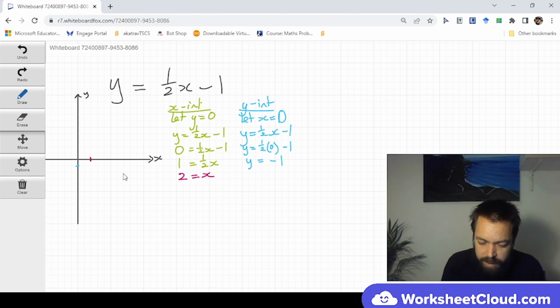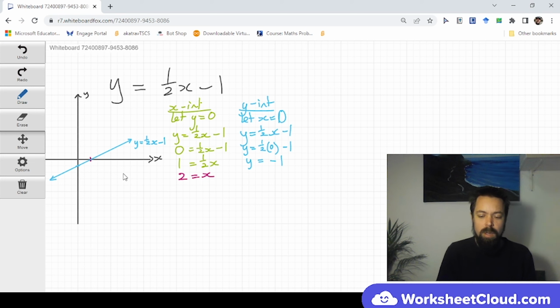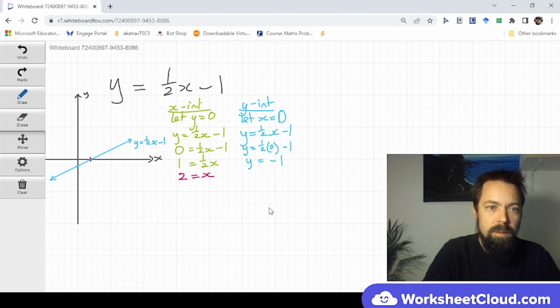And if we're going to draw a line, our line is then going to be there. And good manners to label it: y equals a half x minus 1. Okay, we've got 2 down.